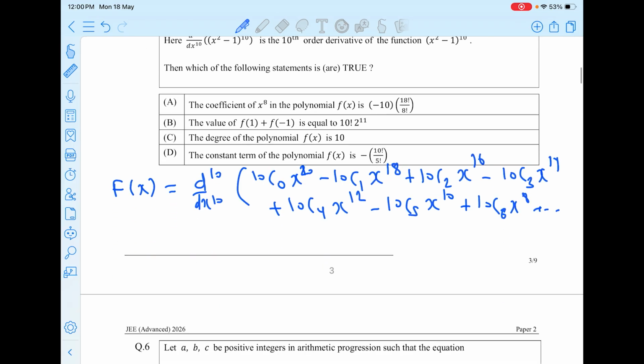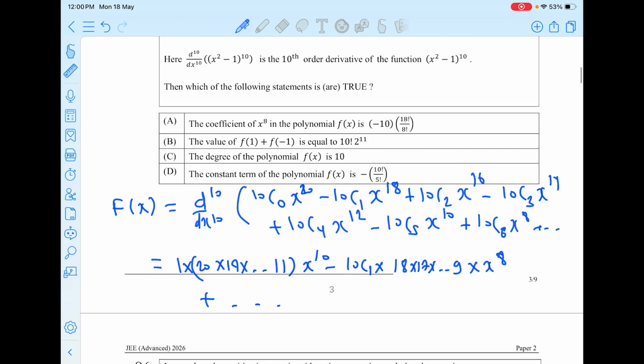Now when I am differentiating 10 times, what will happen, because here power 8 is there, so if you differentiate 10 times, all these terms will become 0. If you differentiate the first term 10 times, 20 into 19 and so on, that will come 11 times, and you will get x power 10, minus 10c1 into 18 into 17, that will come 9 times, and you will get x power 8, and so on, you will get the terms. Now after that it's very easy to calculate.